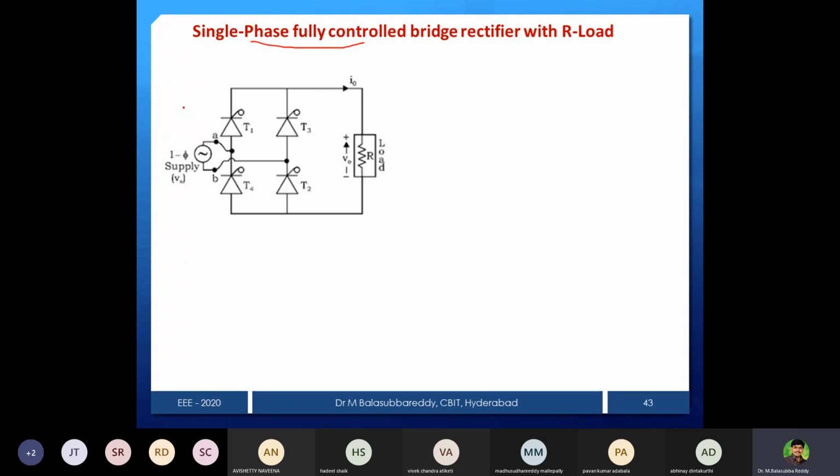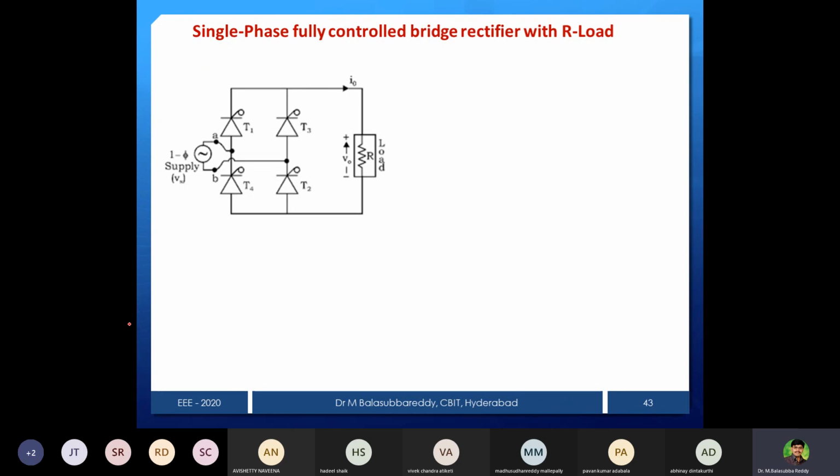Now whether it is an R load, RL load, RLE load, or whatever load you connect, with a semi converter or a full converter, both will give a two pulse converter. This must be remembered. It is also called a B2 converter, bridge type two pulse converter. So that means we can see how the output is going to be. Once you are aware of the previous explanation, it is very easy.